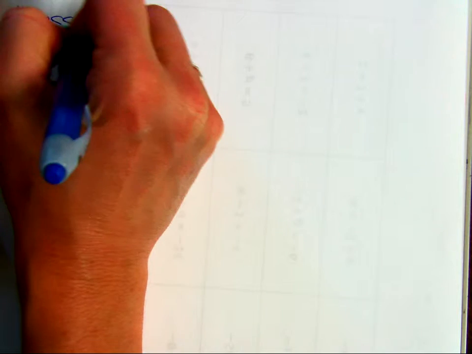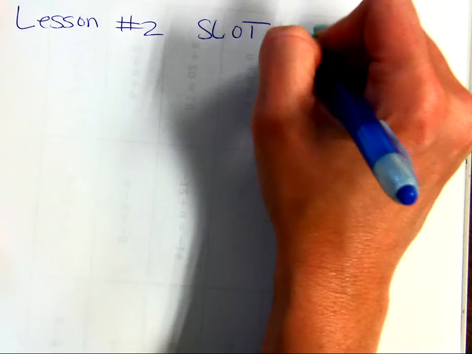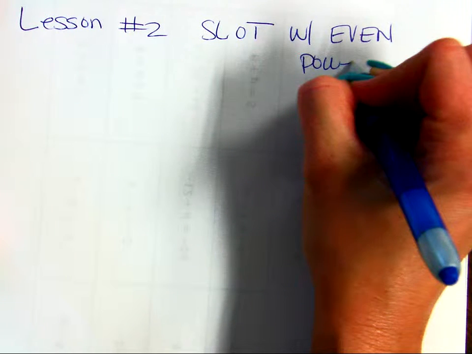So the next lesson in our slot is lesson 2. And that's going to be slotting with even, it says it right at the top of your packet, with even powers underneath the radical.